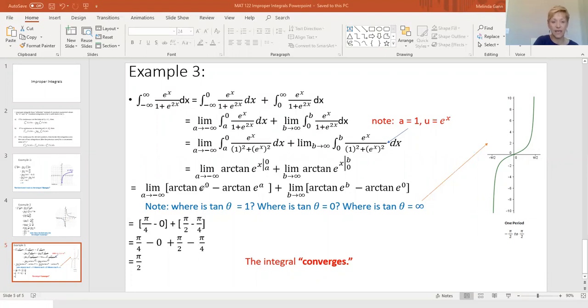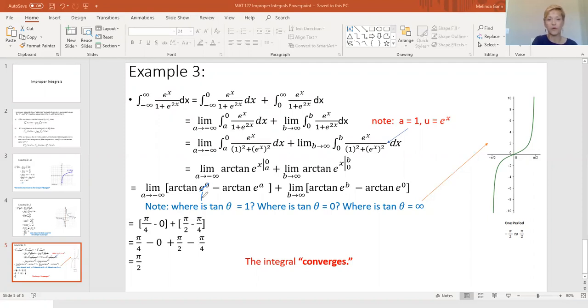Now, what's the same thing as e to the 0? What's e to any number? All right, e to the 0, any number to the 0 power except 0 to the 0 is 1. So that's really arctan of 1. So it's asking you what angle has its tangent to be 1.